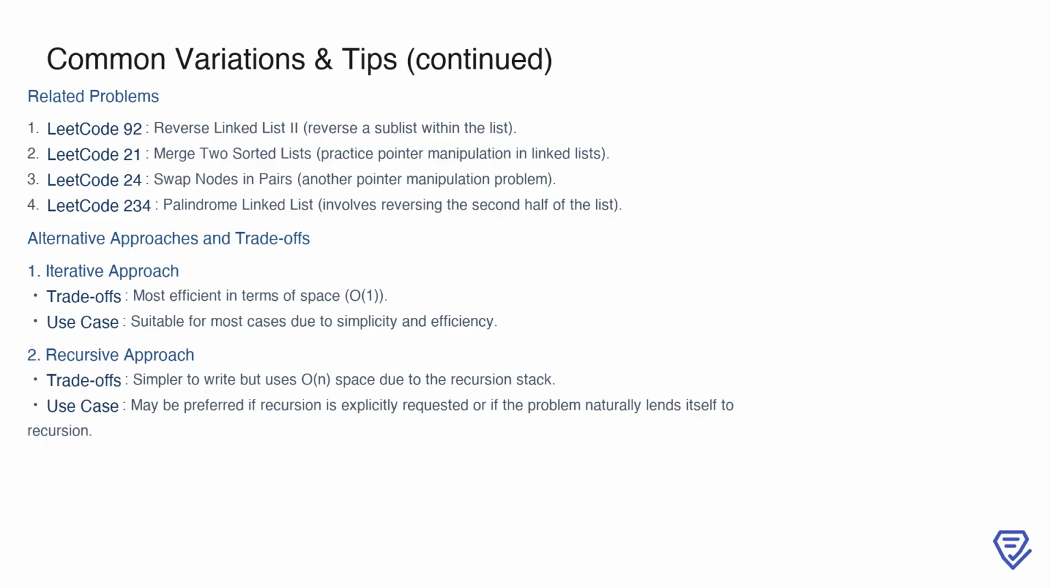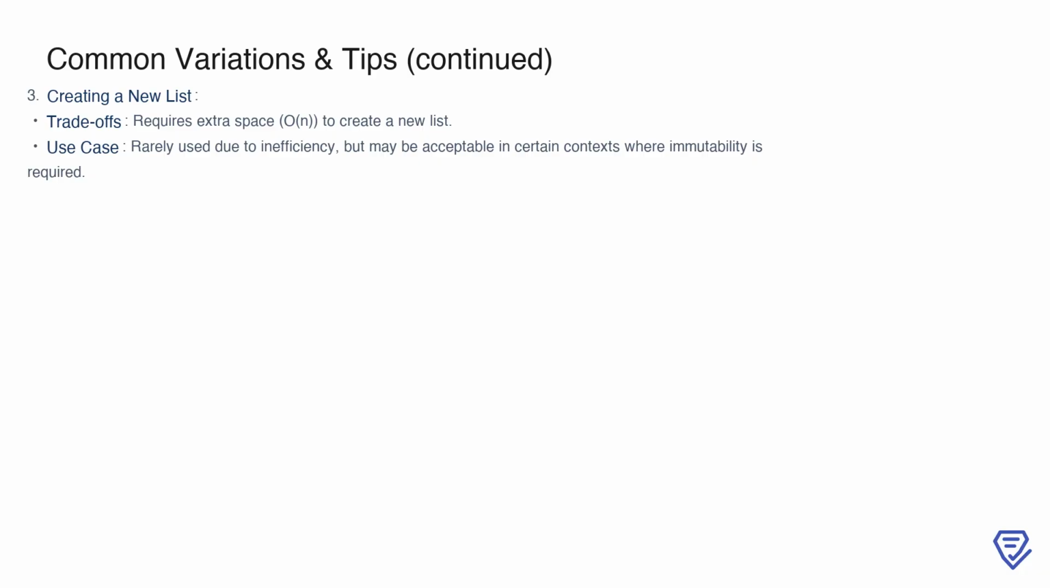As for alternative approaches, the iterative method is the most efficient in terms of space, requiring O(1). It's generally the go-to solution due to its simplicity and efficiency. Conversely, the recursive method, while conceptually elegant and sometimes easier to write, uses O(n) space because of the recursion stack. This makes it less efficient for very large lists but may still be preferred in scenarios where recursion aligns naturally with the problem requirements.